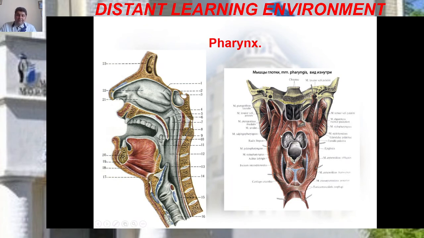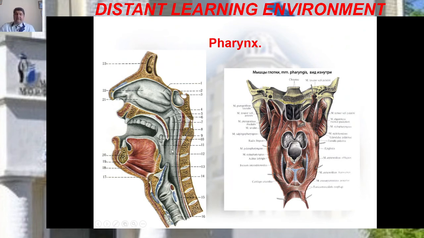So the wall of pharynx has lateral and posterior parts, and it has no anterior part, because on anterior part it has openings to nasal cavity with the choanae, as you know, and to oral cavity with the border of posterior part of proper oral cavity with velum palatinum and palatoglossal and palatopharyngeal arches here.